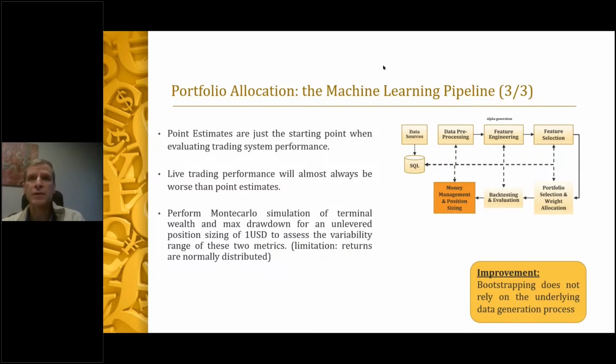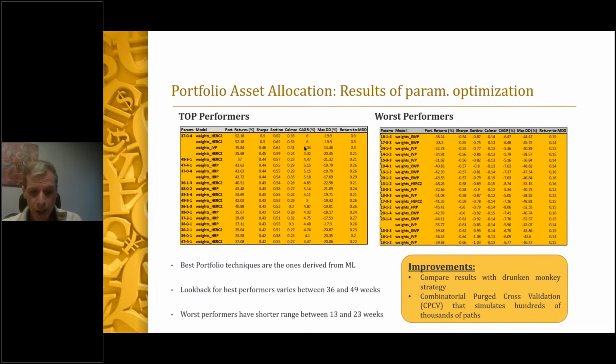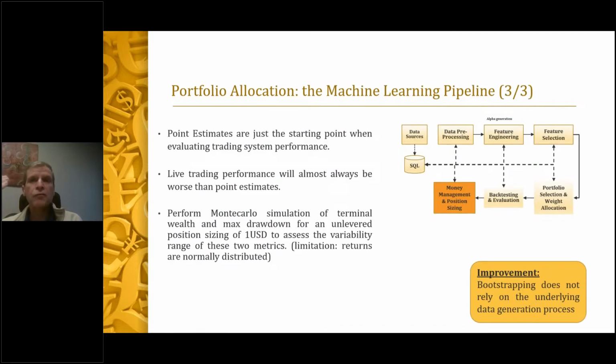Last part is this one. This is a very, very important phase. It's called money management. This is one of the key points of my work, I'm obsessed by this part, because you have to understand that the results I showed you before are just point estimates. And if you're a trader, you know that when you go live, performance will almost always be worse than the backtesting. I would say always. In my case, it's always worse.